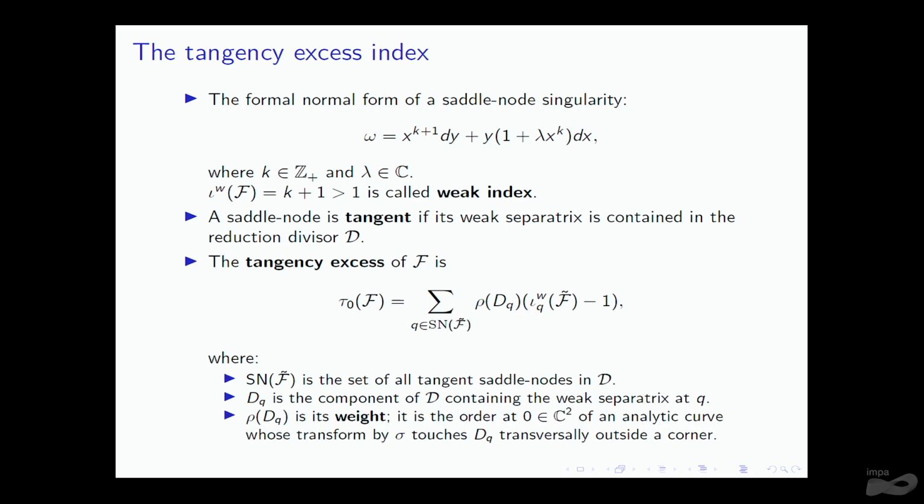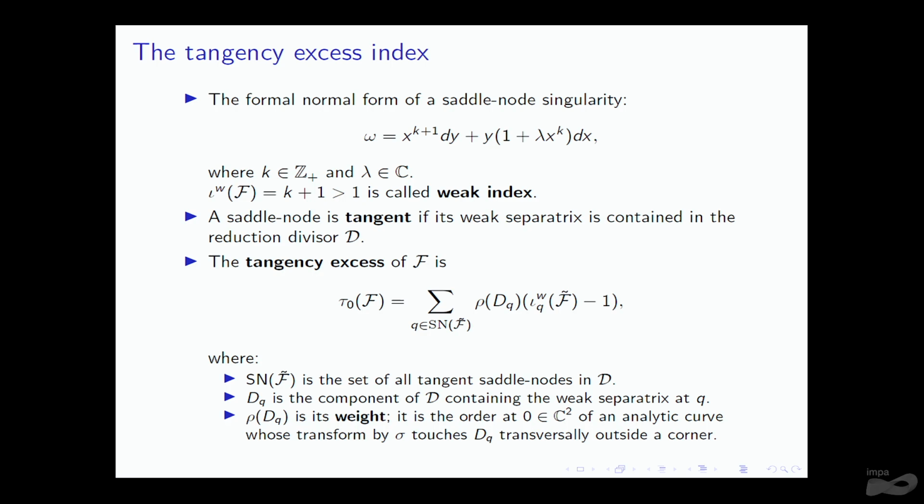And the first index I introduce is this, the tangency excess of F. It's defined this way. It's a sum where here I put the weak index minus 1. So it's k here, which is positive. This rho here is the weight of the divisor. The sum is over all tangent saddle nodes. D_q here is the component of the divisor that contains the weak separatrix at q. And this rho is the weight of the divisor.